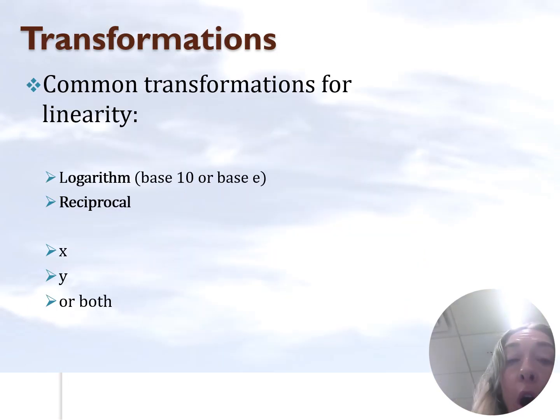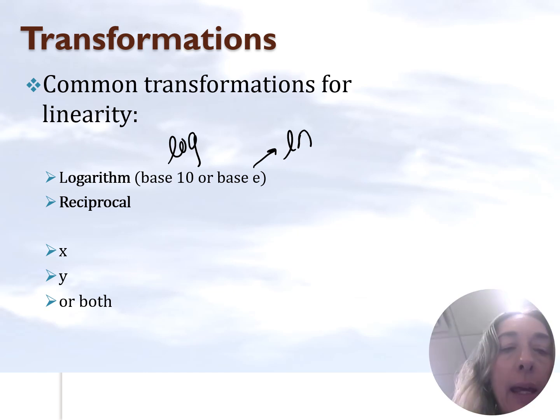Some common transformations to achieve linearity include logarithmic transformations, either base 10 or base E. Of course, we know base E is natural log. Or a reciprocal transformation. And either X can be transformed with one of these, Y can be transformed, or perhaps both.